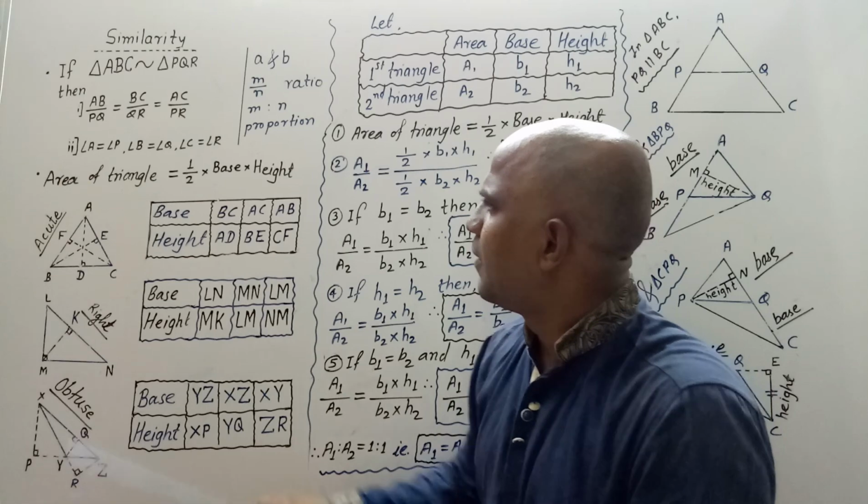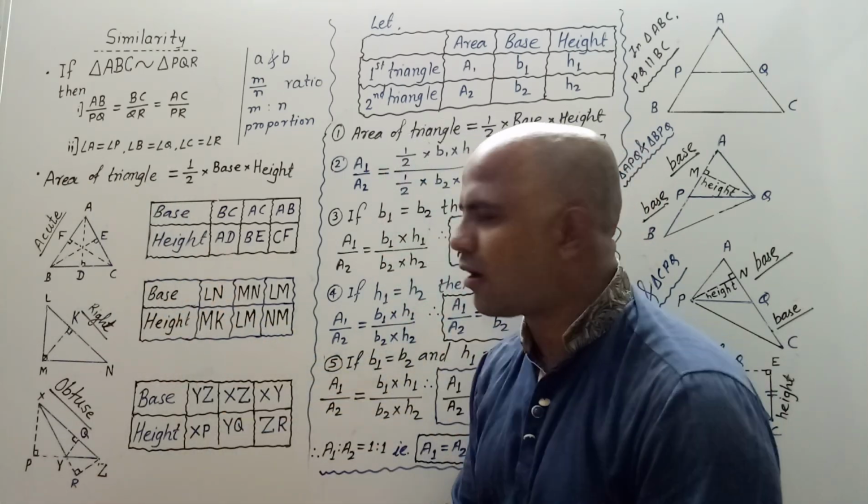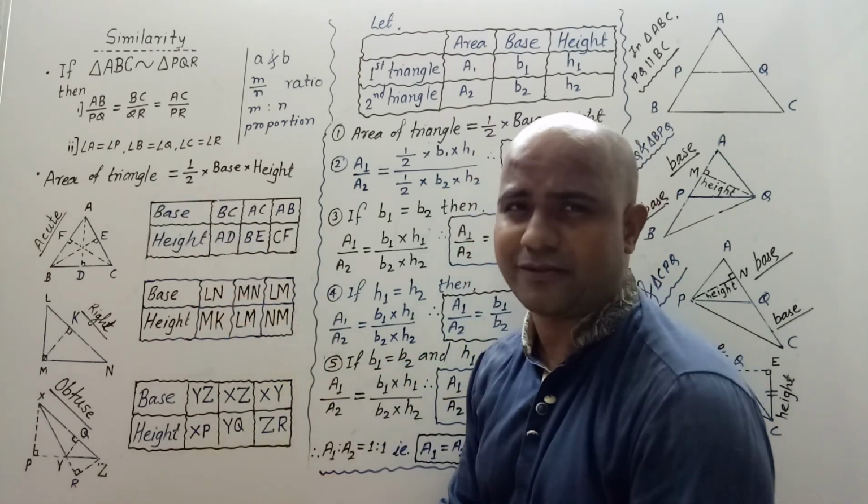Then what is the area of triangle ABC? First of all recall the formula. Area of triangle is equal to half into base into height.